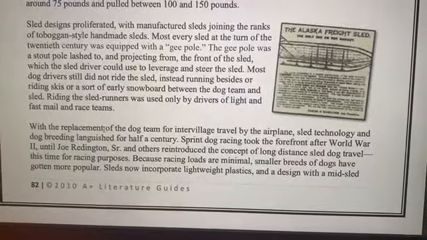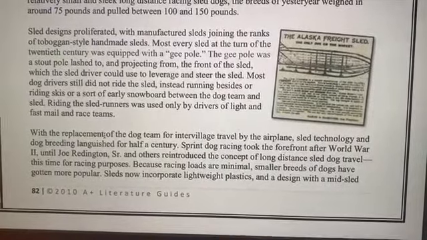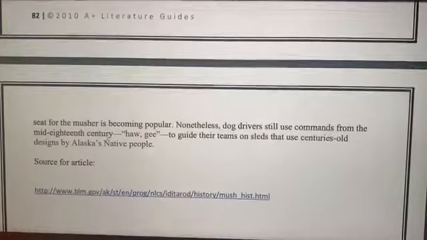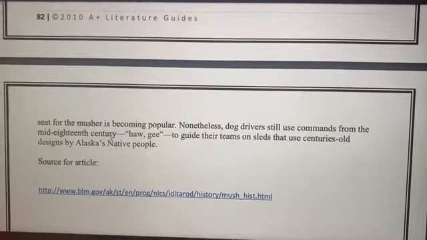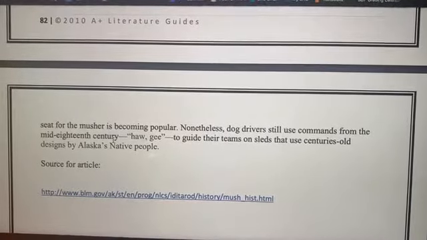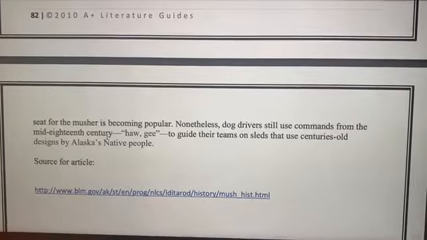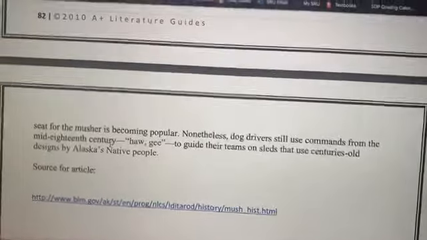Because racing loads are minimal, smaller breeds of dogs have gotten more popular. Sleds now incorporate lightweight plastics, and a design for a mid-sled seat for the musher is becoming popular. Nonetheless, dog drivers still use commands from the mid-18th century, haw, gee, to guide their teams on sleds that use century-old designs by Alaska Native people.